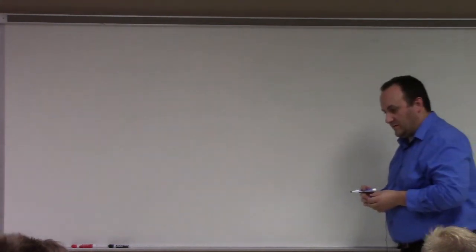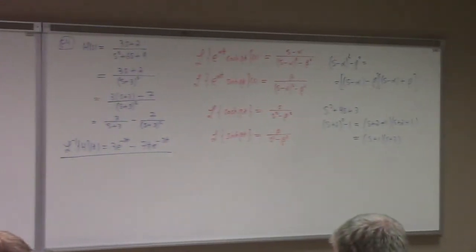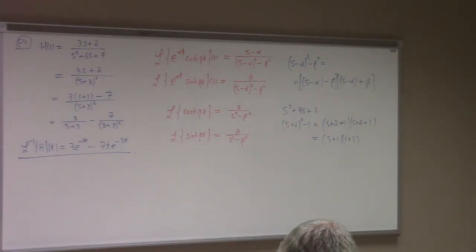For the one we were looking at, s squared plus 4s plus 3, was it? So we had s plus 2 squared minus 1, right? So that is s plus 2 minus 1 times s plus 2 plus 1, which is what I wrote originally, s plus 1 times s plus 3. So it all goes back to the study of quadratics. There are these three cases when we're factoring them, and they give us different kinds of behavior as we study differential equations.